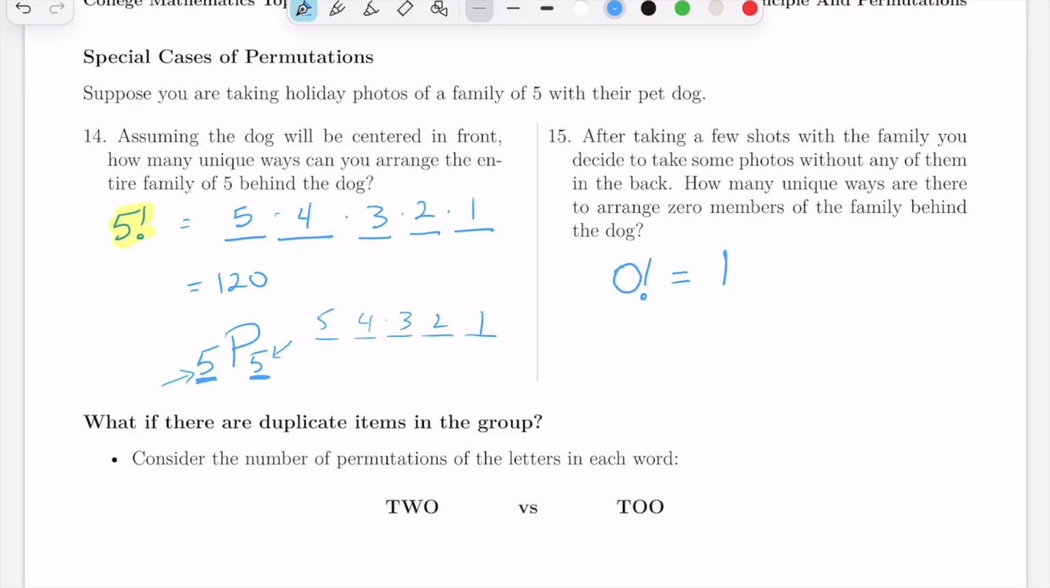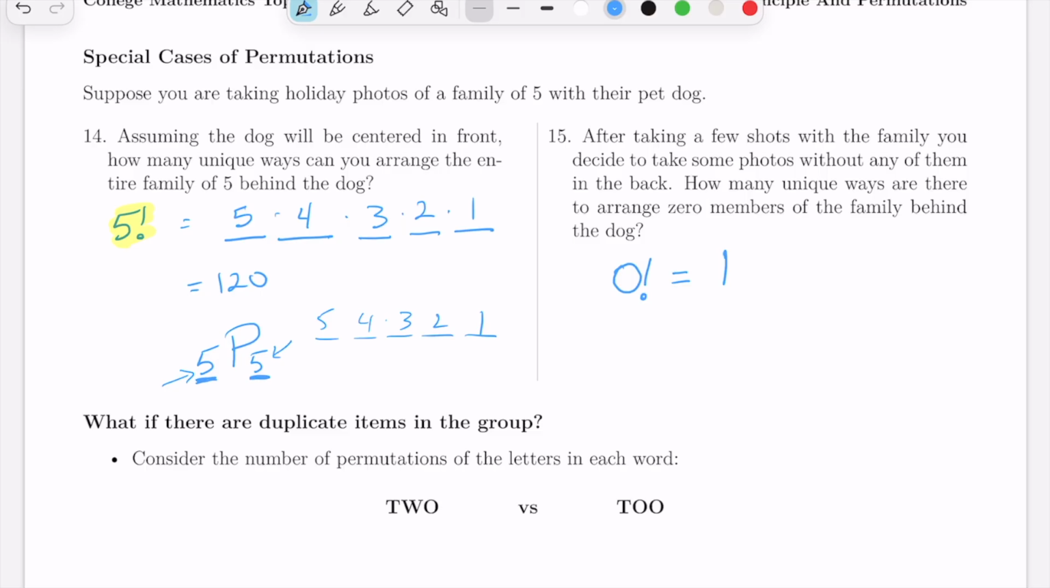Exactly 1. You see, not only do we define 0 factorial to be 1, it also just makes sense because 0 factorial is the number of ways that you can arrange 0 items. If we have 0 family members to arrange, there's exactly 1 way to do that. A picture with no family members in it.